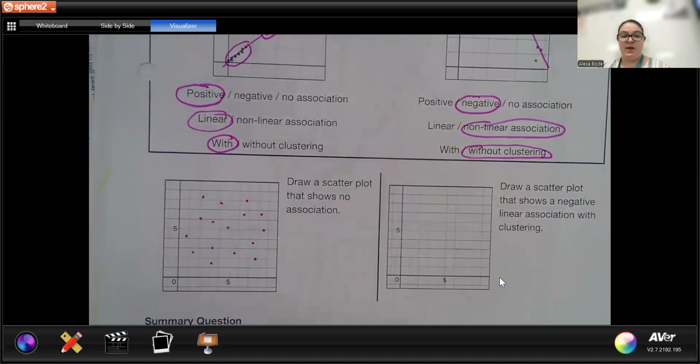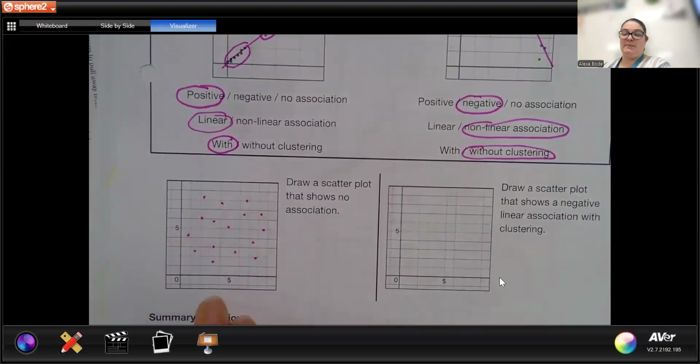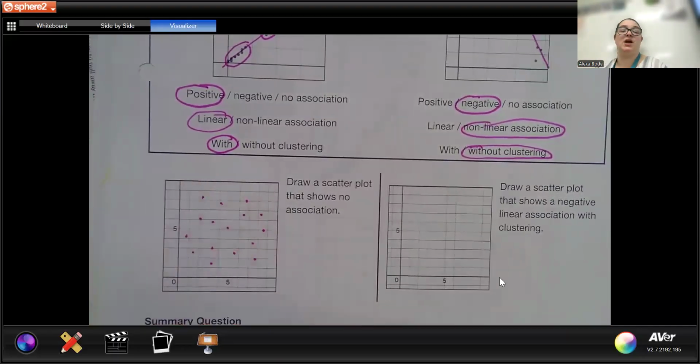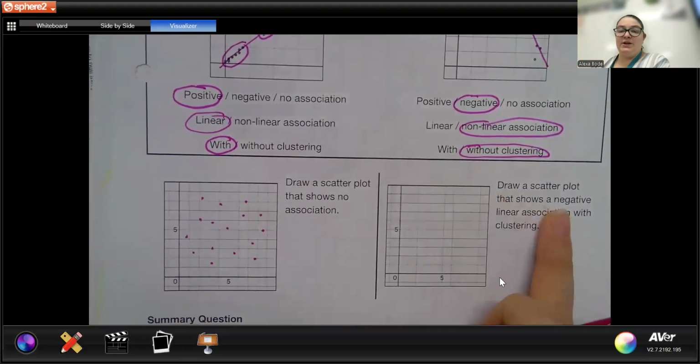Okay? So if you are asked to draw a scatter plot that has a positive, negative, clustering, nonlinear with an outlier, this is kind of what we are going to be practicing tomorrow: really understanding, do we know what each of these vocabulary words means before we jump into what does that represent with the data? Okay, so if there's no association, that means that our x variable and our y variable have nothing to do with each other. Okay, this one here says draw a scatter plot that shows a negative linear association with clustering.